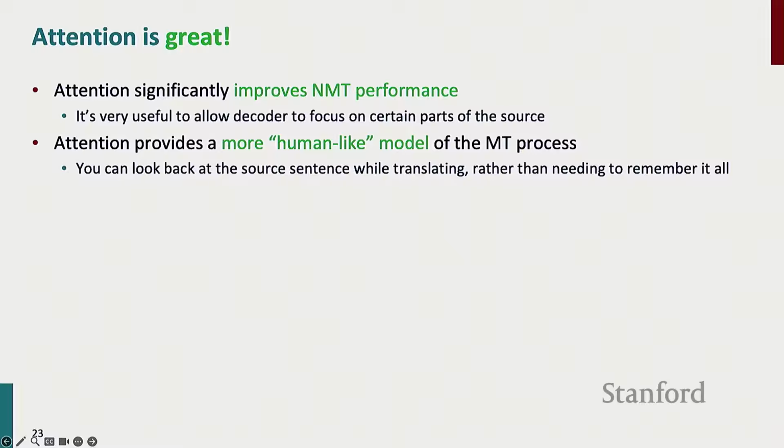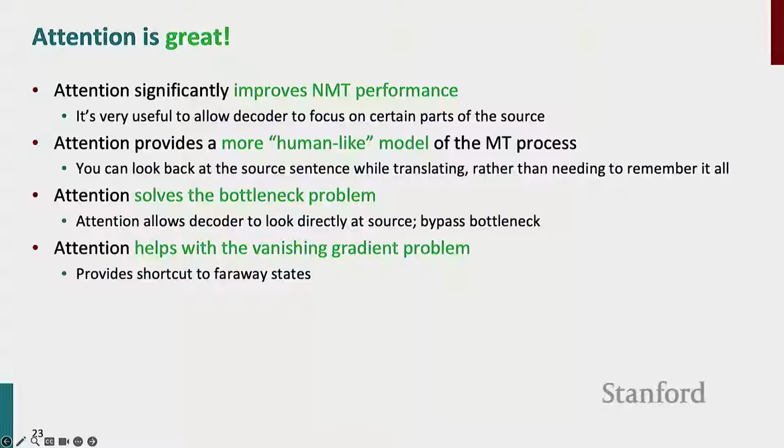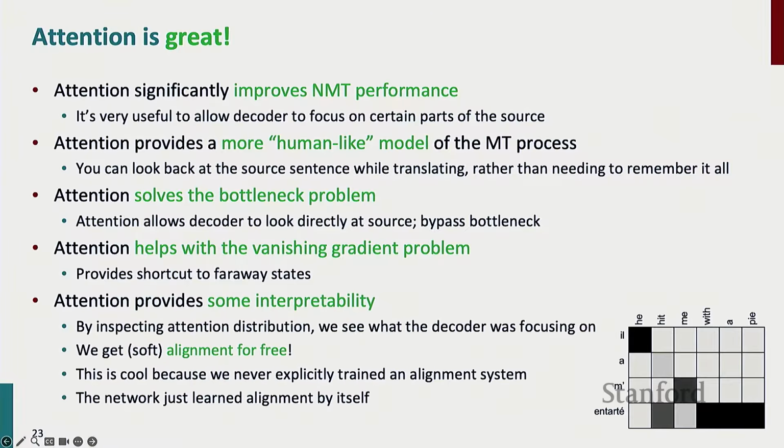It's more human-like, as I was indicating, because it's what a human would do. You'd look back in the sentence to see what you need to translate. And it solves this bottleneck problem. You no longer have to stuff all the information about the source sentence into one hidden state. You can have the whole of your representational space from your entire encoding and use it as you need it. It also helps with the vanishing gradient problem. This is connected to what I was saying last time about residual connections. A way out of the vanishing gradient problem is to direct connect things, and this provides shortcut connections to all of the hidden states of the encoder.